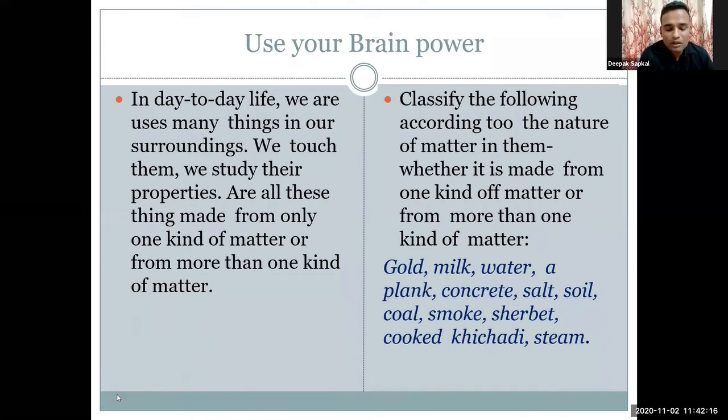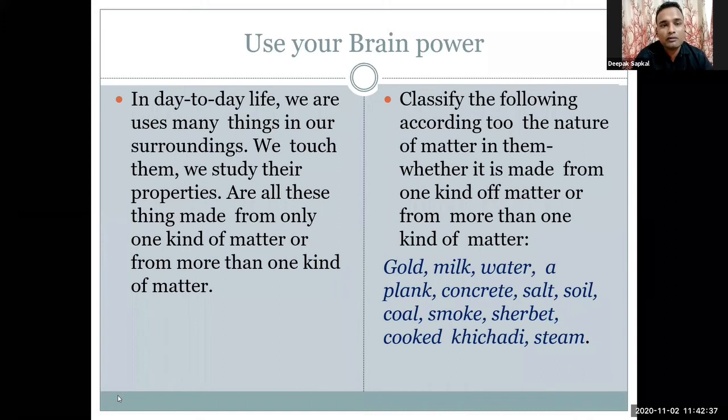Next point is what? If you think about the melting point, what is the melting point of gold? What is the melting point of milk, water? Each and every substance has a melting point as well as a boiling point. Boiling point is when you provide heat and it starts to boil. And what is melting point?